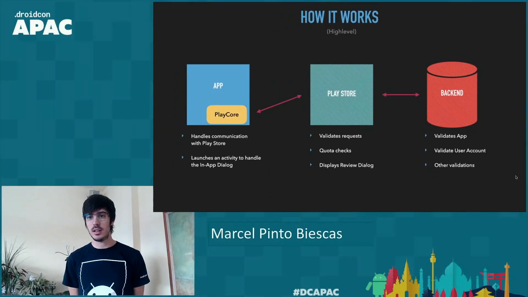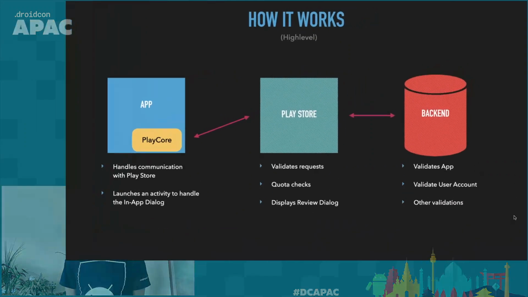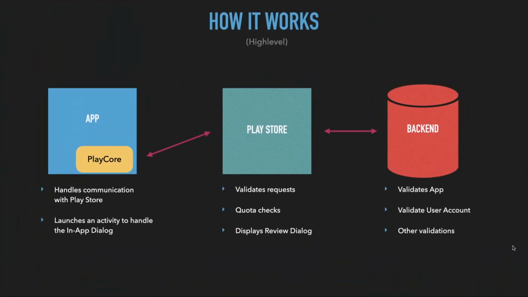The Play Store as well will check with the backend if the application is valid, if the user account has installed the application, and signature checks and other validations that will eventually return a result to the Play Store to let them decide if the review dialog can be shown. Then the PlayCore will eventually launch the review, and the Play Store, based on the validations that it performed before, decides to display the review dialog or not.